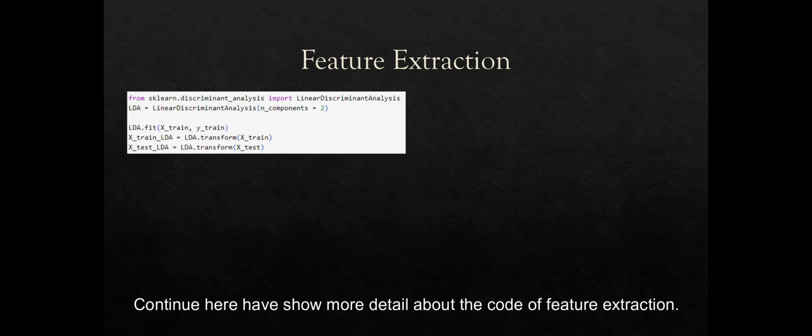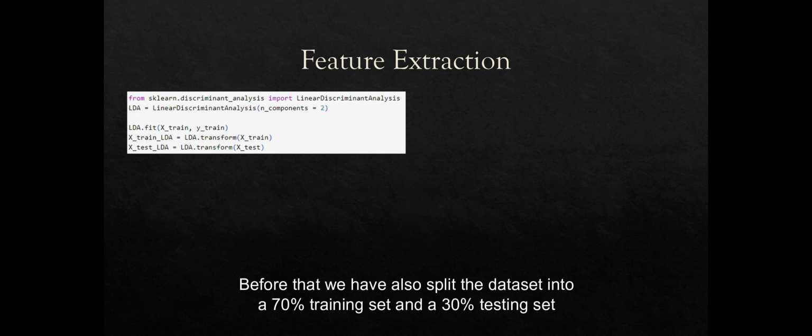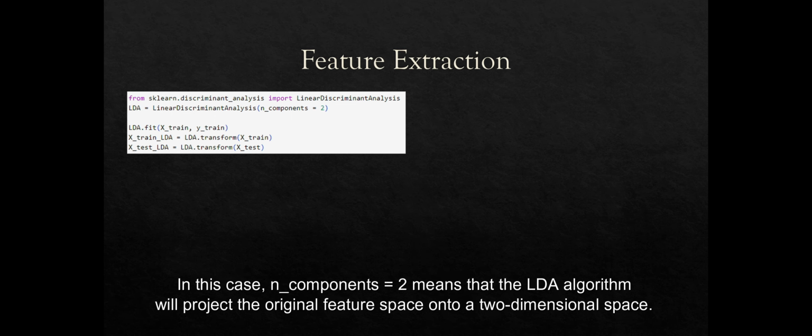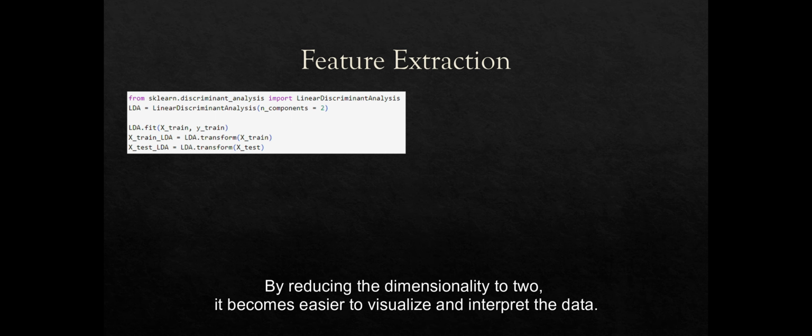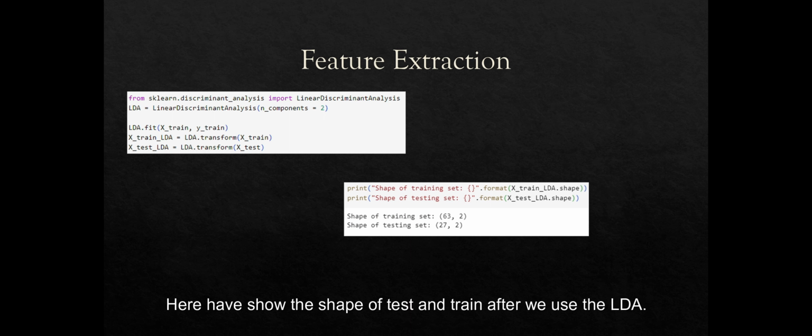Continuing here, I am showing more detail about the code of feature extraction. We have used LDA to do it. Before that, we have also split the dataset into a 70% training set and a 30% testing set. In this case, n_components equal to 2 means that the LDA algorithm will project the original feature space onto a 2-dimensional space. By reducing the dimensionality to 2, it becomes easy to visualize and interpret the data. Here I have shown the shape of the test and training sets after we use the LDA.